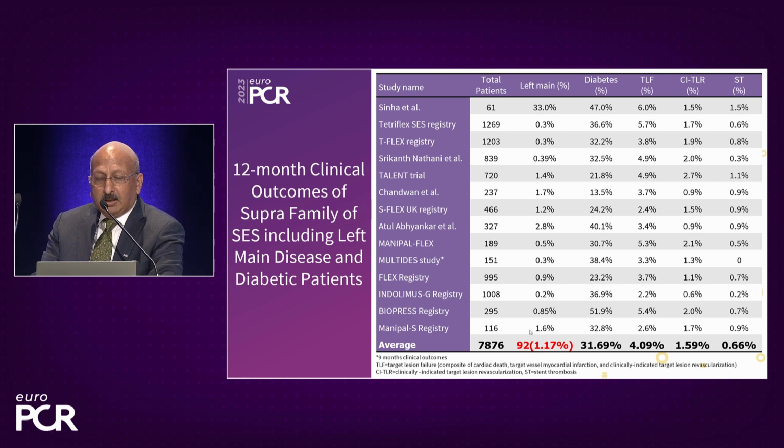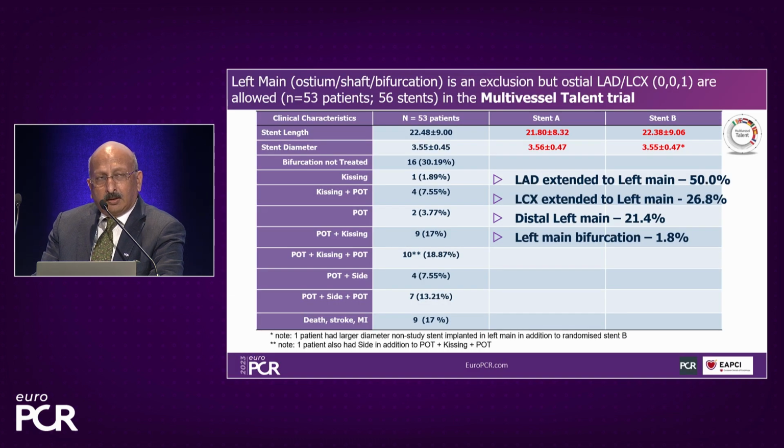And here you can see that 92 of them were left main, and here the TLF was 4.09%, and the clinically indicated TLR was 1.59%, and stent thrombosis was 0.66%. So this information was very, very positive from these studies, registries, and then now we have the newest data, which is going to be much more in detail.